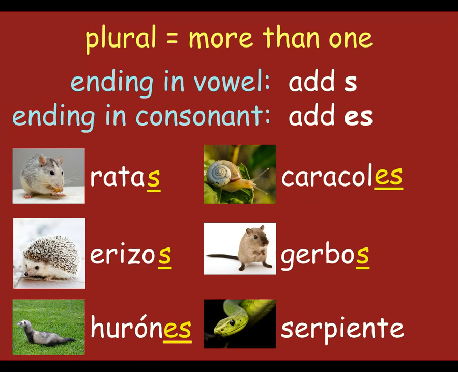That's right, it would be S because O is a vowel. So gerbils is gerbos. And finally, we have a snake, serpiente. If we wanted to say snakes, what would we add to that word? Would it be S or would it be ES? It would be just an S because the E on the end is a vowel, serpientes.